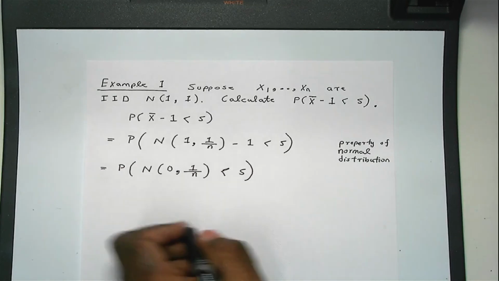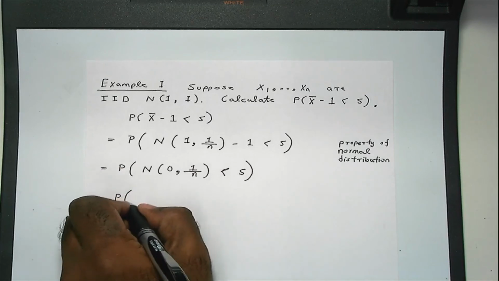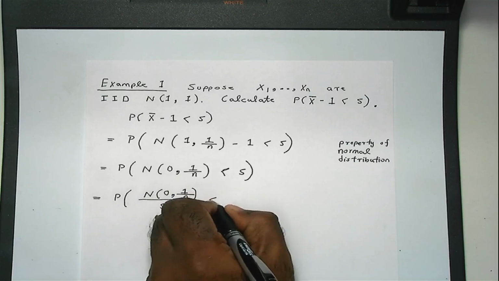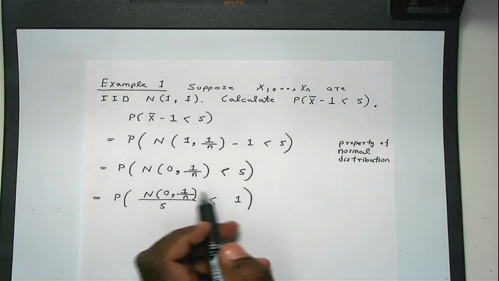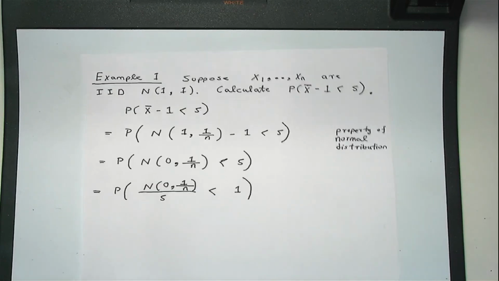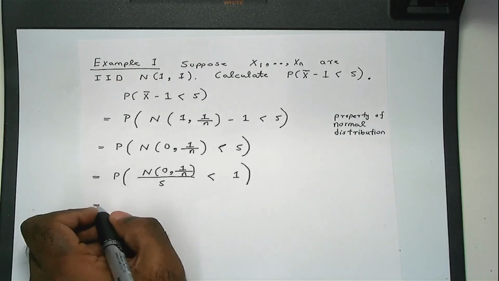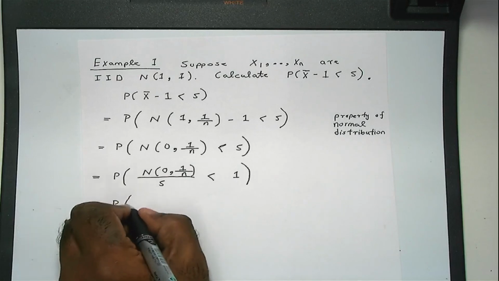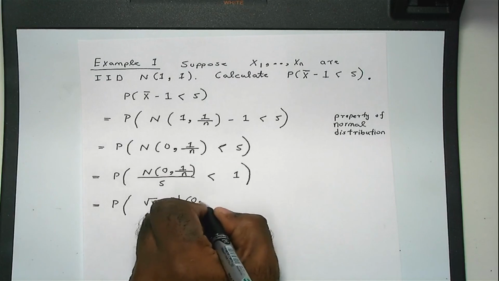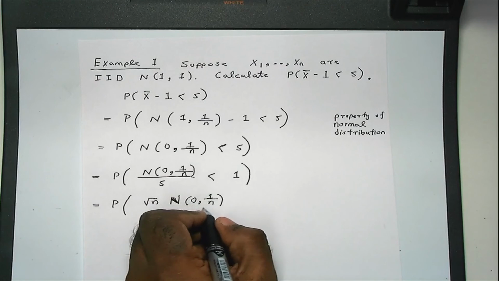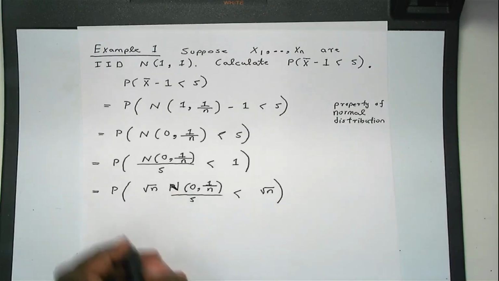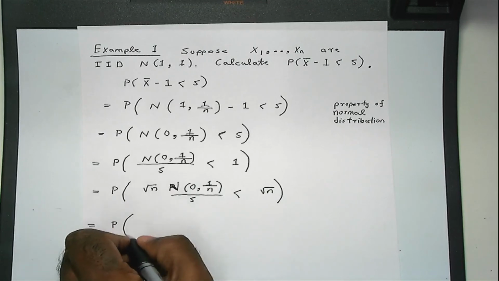In the next step, I'm going to do the following. See, I had divided both sides by S. Okay, in the next step, I'm going to multiply both sides by root of n. So I'm going to multiply the left hand side, which is normal, and the right hand side by root of n also. And in the next step, I'm going to write the left hand side as follows.